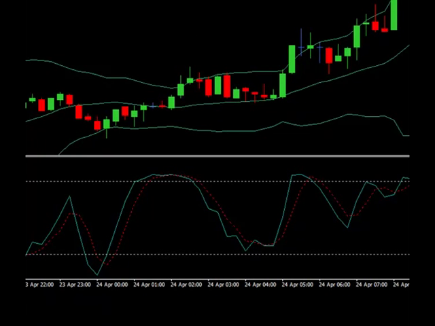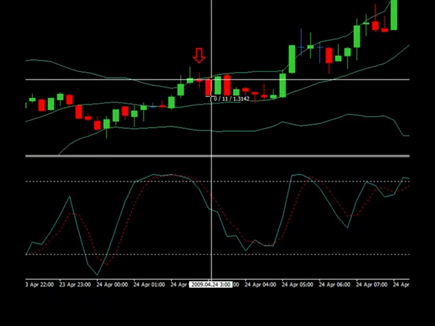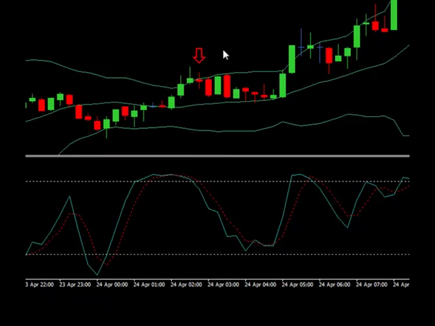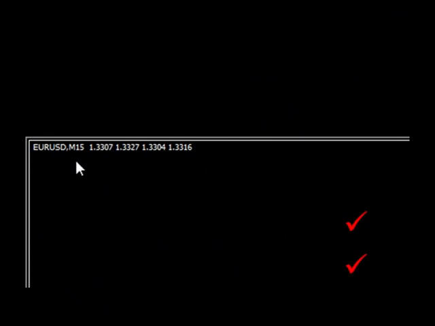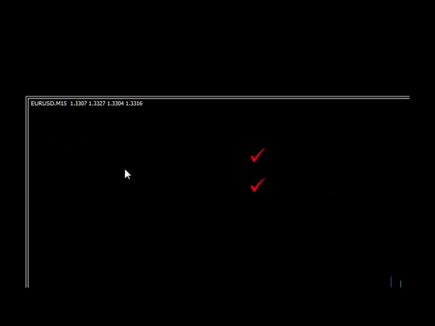Let me draw it for you here. Right there. Once that happened, the very next candle we would enter short, giving us 11, 12 pips on this particular candle. We're on the 15-minute time frame on Euro USD. I prefer Euro USD because of the spreads and everything, and it's not that volatile.